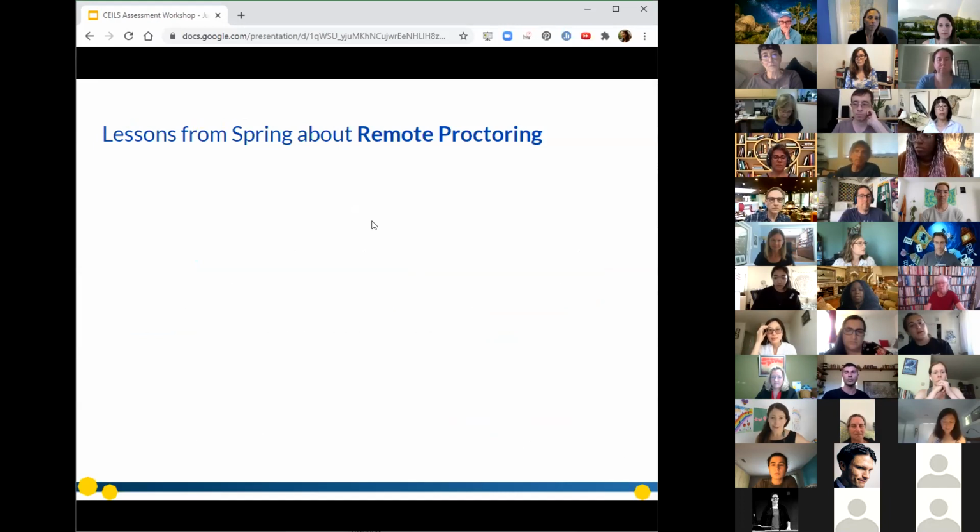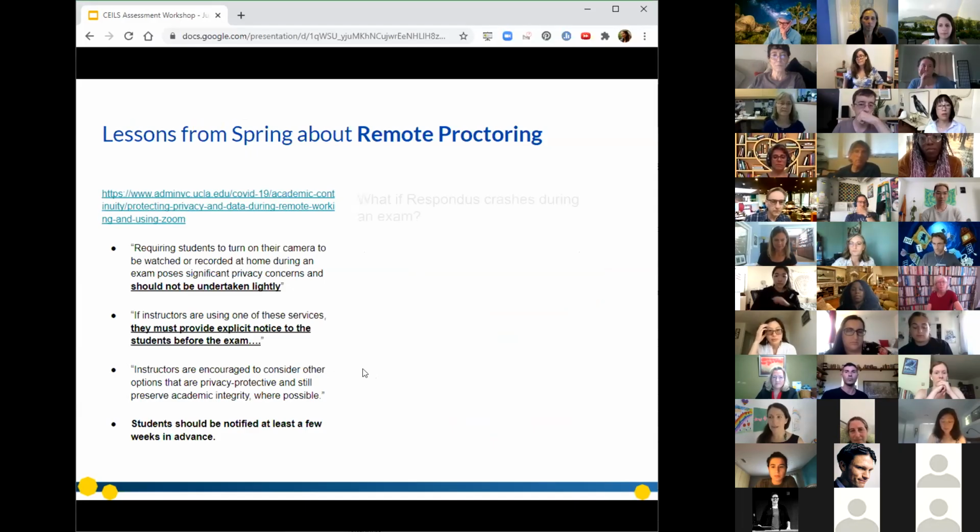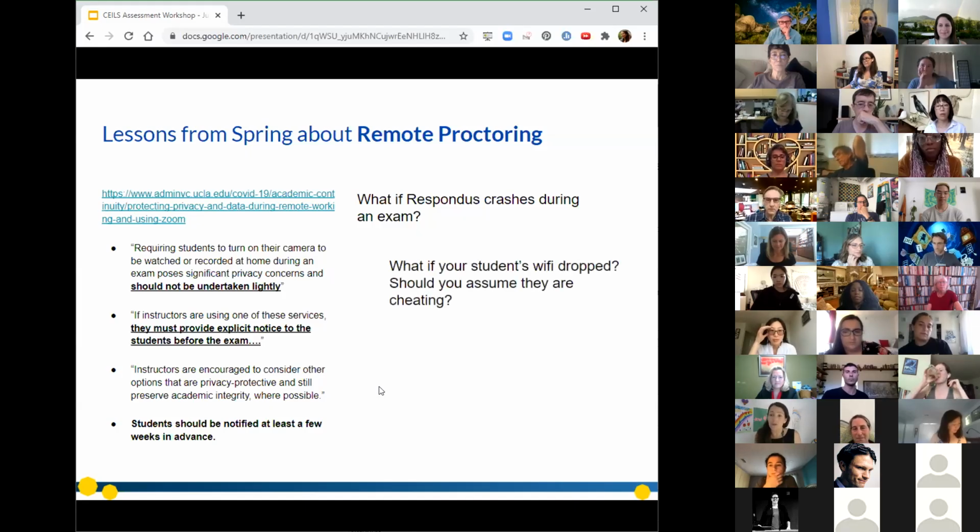What we learned from the spring about remote proctoring is that the administration was recommending not to undertake it lightly because of privacy concerns, to provide explicit notice to the students if it were to be undertaken, and to look for alternatives where possible. What we heard from faculty contacting CEILS, really stressed: what if Respondus crashes during my exam? What should my contingency plan be? What should you do if your student's Wi-Fi dropped? Should you assume they were cheating?